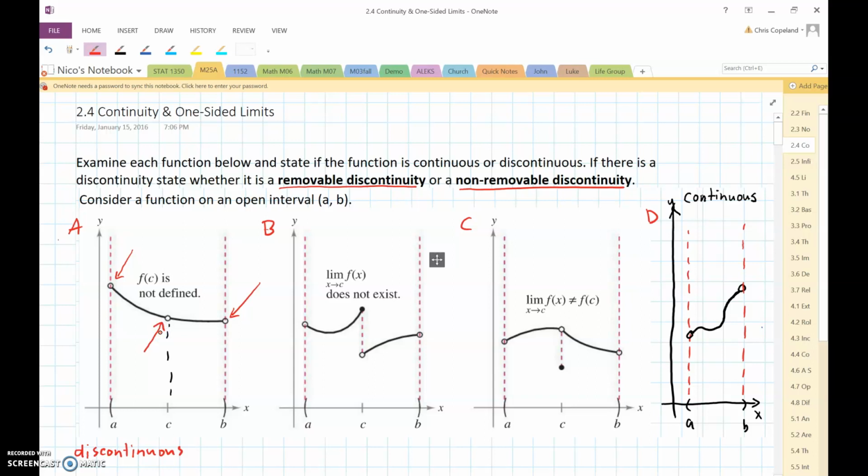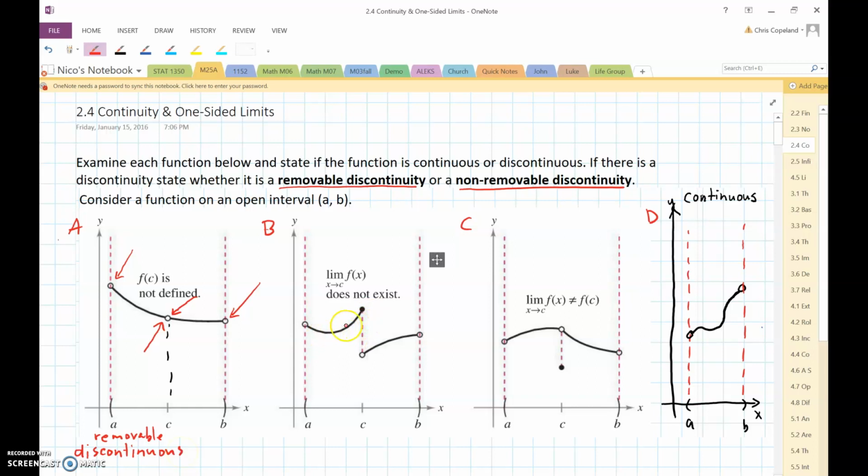Okay? Then we have to state whether this is a removable discontinuity or non-removable. And this would be removable because if one point has just been removed, or maybe a block of points have been removed, then this would be considered removable. So this would be a removable discontinuity.